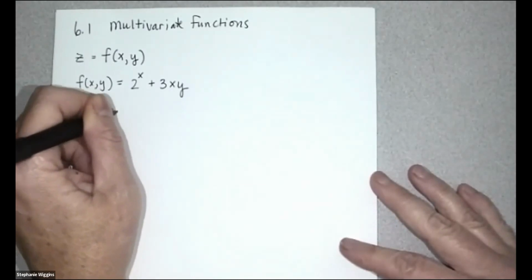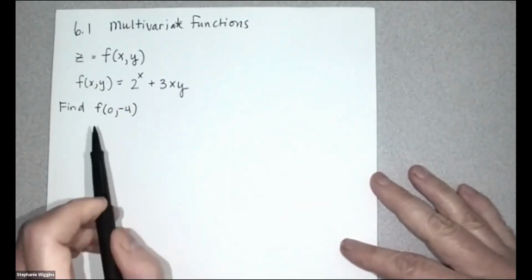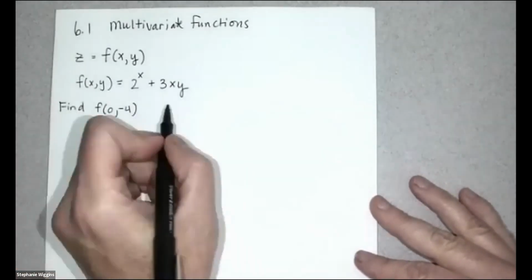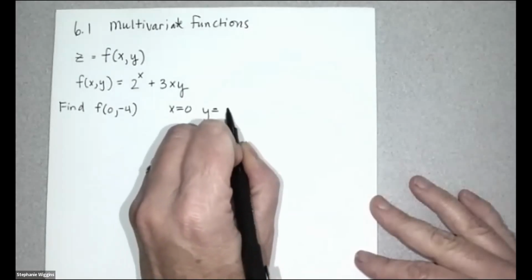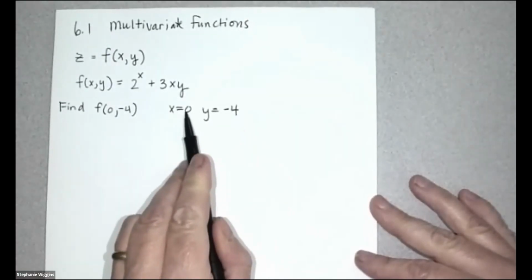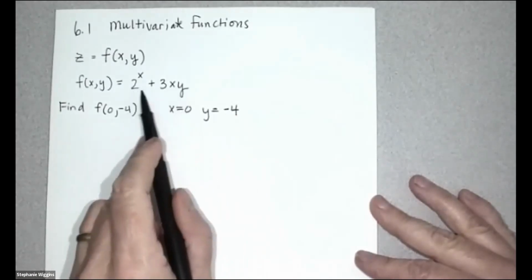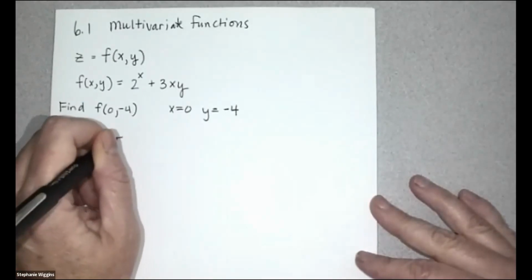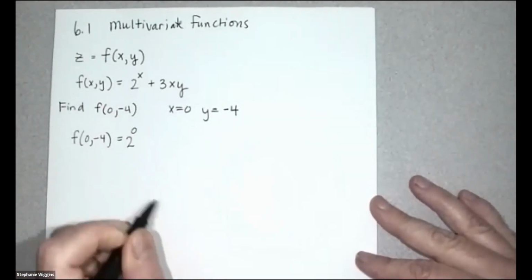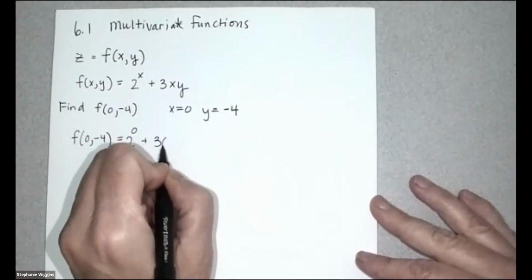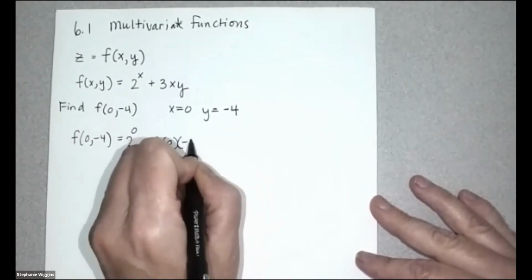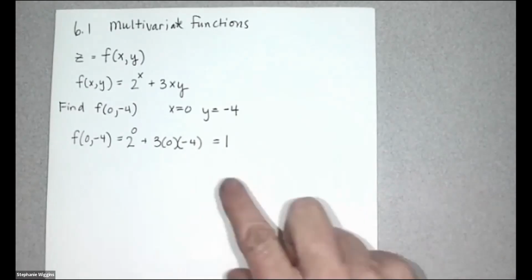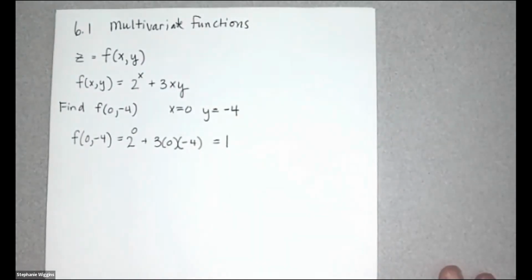If we want to find f of 0, -4, remember here the order is important. X is first, then y. So x equals 0, y equals -4. We're just going to take 0 and -4 and substitute them into this equation. So f of 0, -4 is equal to 2 to the power of 0, because that's x, plus 3 times 0, and then times y, which is -4. 2 to the 0 is just 1. This, of course, is 0, and so we just get 1 as our output.